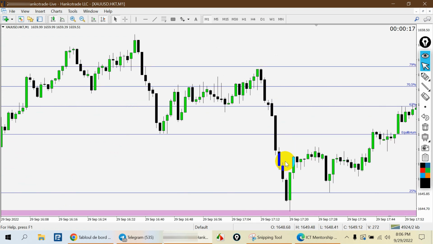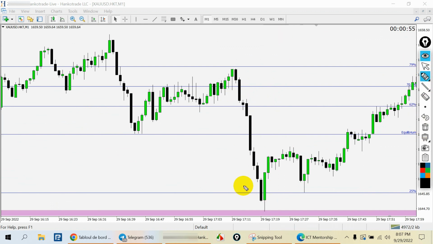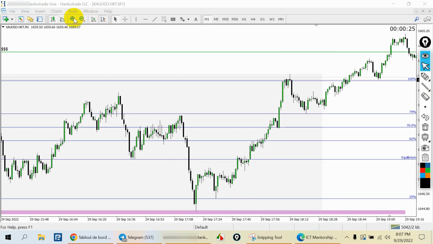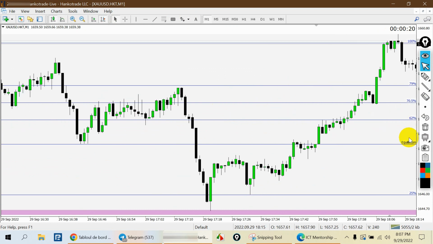If we scroll all the way here, my entry was during this candle, and you can see what happened after that M1 bullish order block got hit. That's when I decided to close my trade. I was 70 pips in profit because I was anticipating that it is likely for price to have a bullish reaction from there.